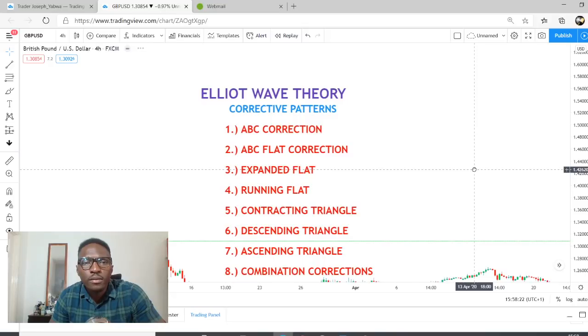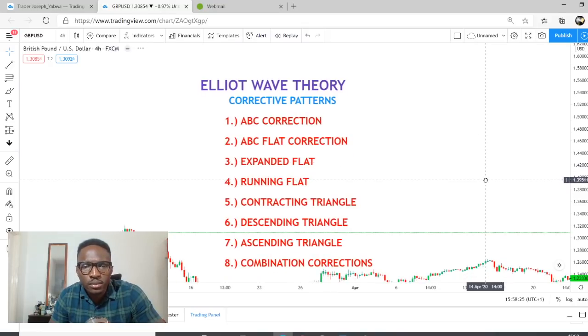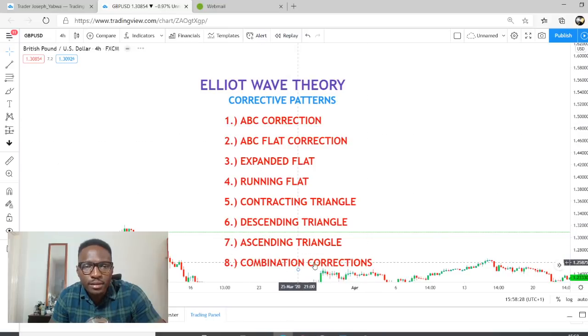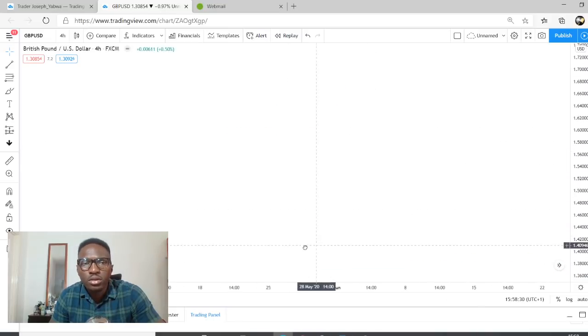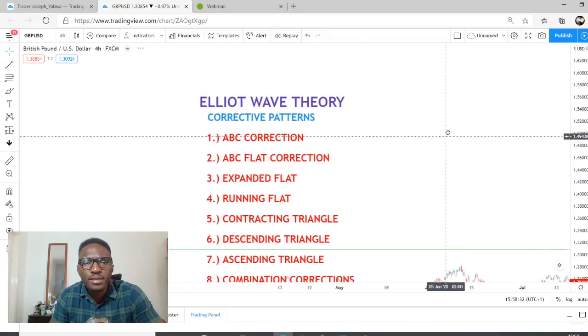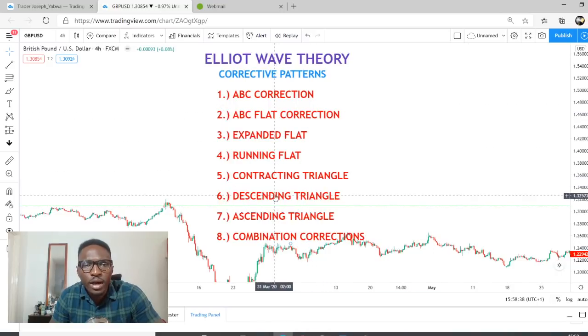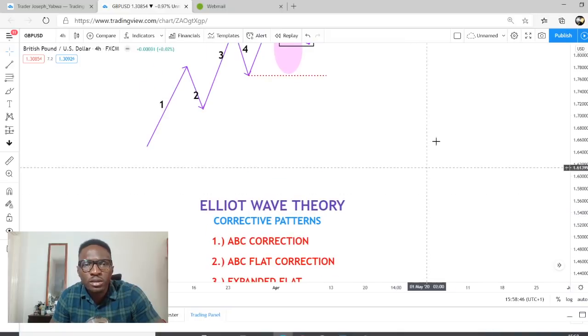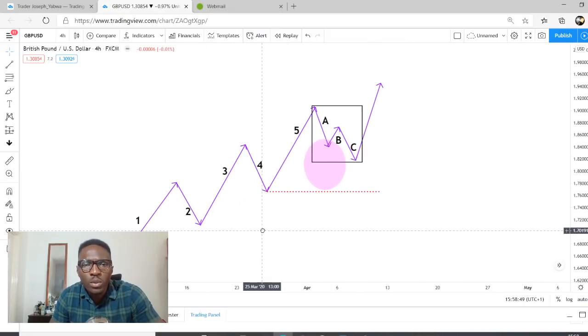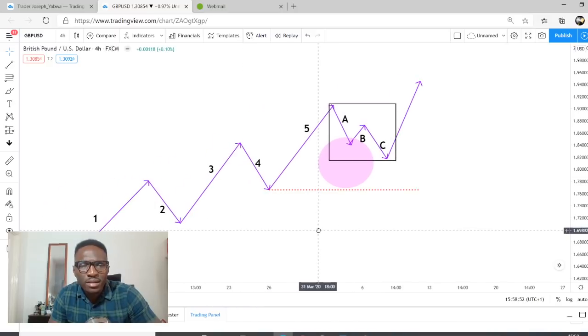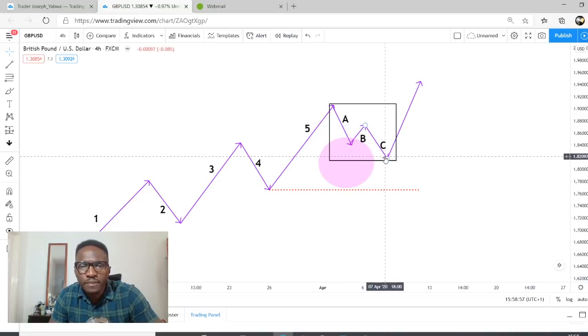In regards to Elliott wave or wave theory, there's at least 8 different corrective patterns. Oops, just a second. What happened to my chart? There's at least 8 different corrective patterns that the market can form after an impulse leg. So we're going to go through all these corrective patterns, but in today's video, we're going to be focusing more on the ABC correction. Even with this correction, what we're going to do today is try to understand one behavior that the market does whenever it makes this corrective pattern. That's what I'm going to show you guys.